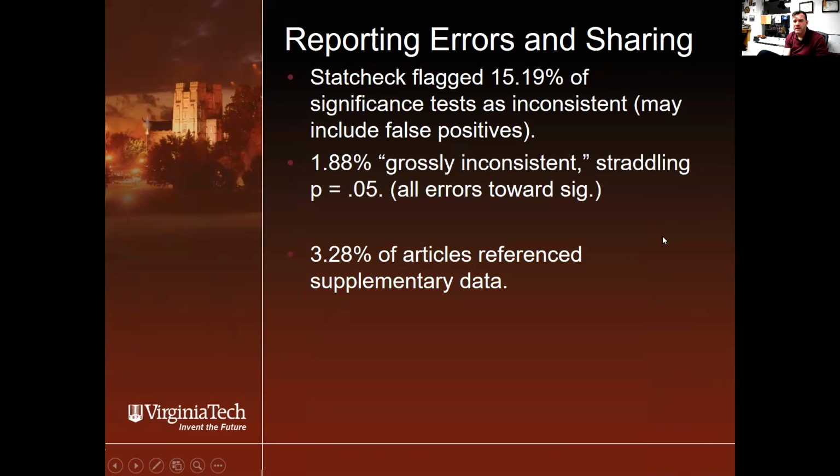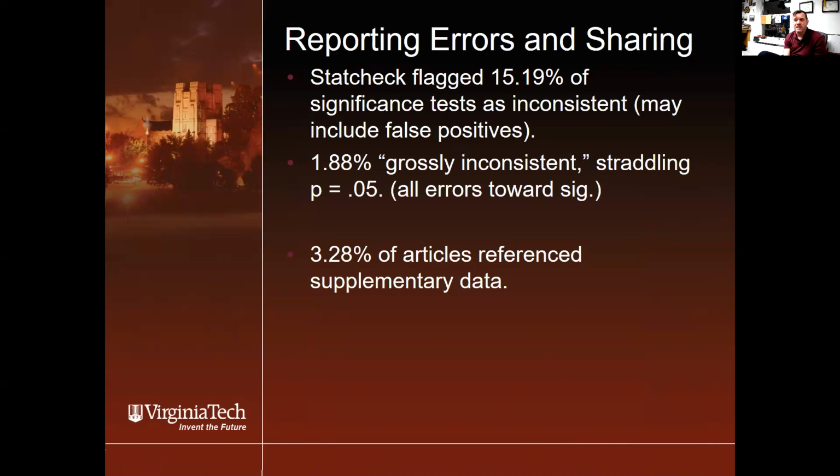We also looked at reporting errors using our package statcheck, which is an extremely valuable resource for anybody who hasn't used it. It flagged about 15 to 16% of the significance tests that it observed as inconsistent. In other words, the p-value reported was not consistent with the degrees of freedom and the test result and things like that. Although it's known that statcheck might produce false positives, so don't take that number extremely seriously.